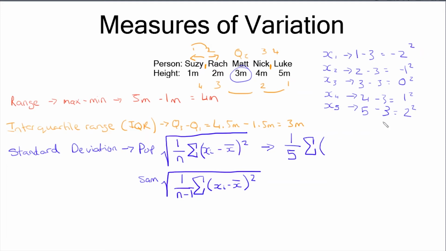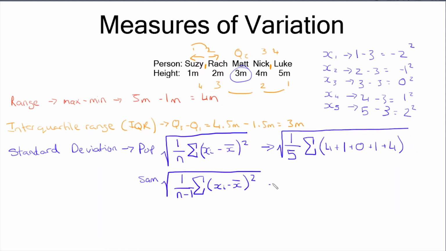Well, this here is going to be equal to 4 plus 1 for the negative 1, because negative 2 squared is equal to 4. And well, 0 squared is equal to 0, because 0 times 0 is 0. Plus 1, 1 squared is 1, and 2 squared is 4. Well, and then we need to square root this.